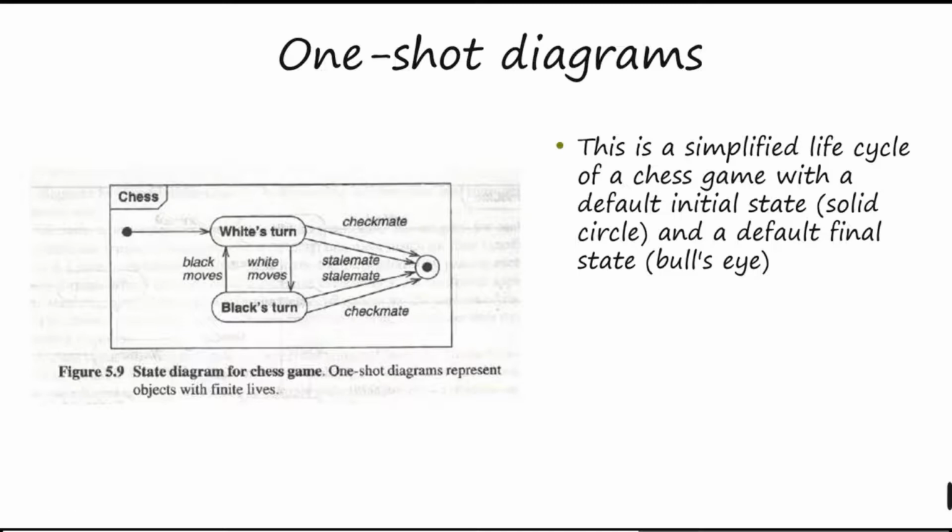This is a simplified life cycle of a chess game with a default initial state, the solid circle. Okay, this is the initial state, and then it goes to white's turn. After white moves, it gets an event, white moves. When it gets the event white moves, it will go to the state black's turn. In black's turn, when it gets the event black moves, it will go to white's turn. And if checkmate or stalemate, it will go to the final state.